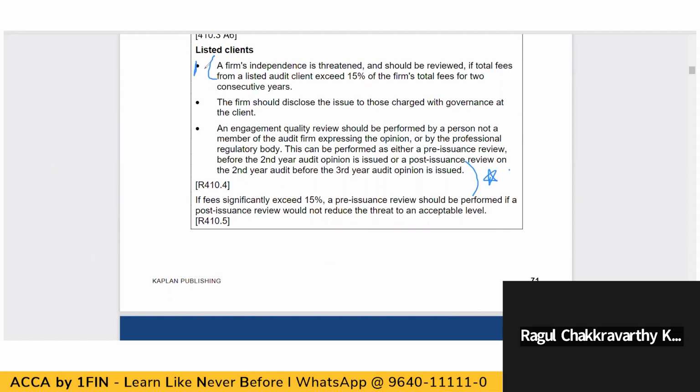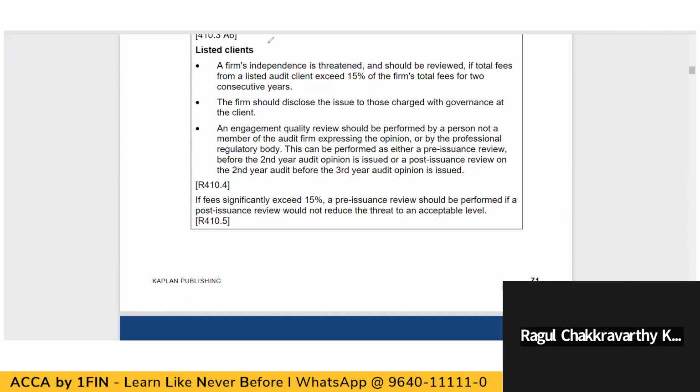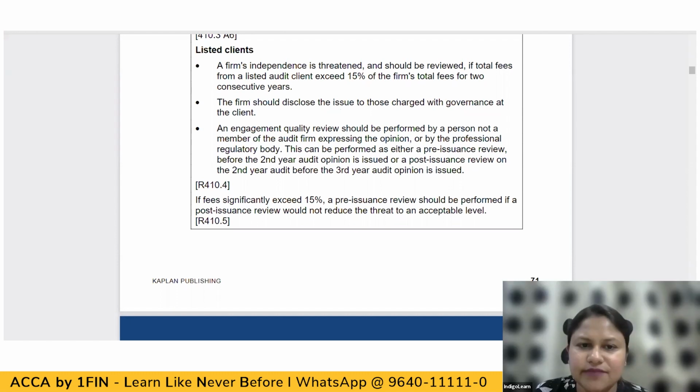And obviously, how will the auditor understand about all of these things, whether it's 15% and all? Here, what do you do? The firm should disclose the issue to the TCWG, because the remaining information will come from whom? The TCWG only, the senior management. Got it? Further, they say, if the fees significantly exceed 15%, now this is very important. What options are there? For 2 years, you do either pre-issue, or if you do post-issue, it should be before the third year.